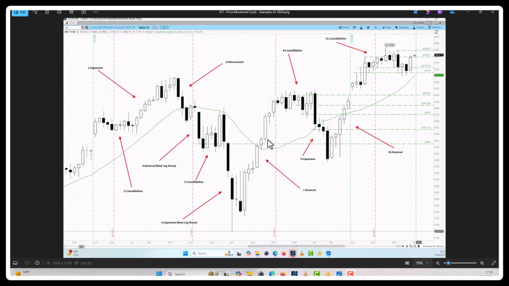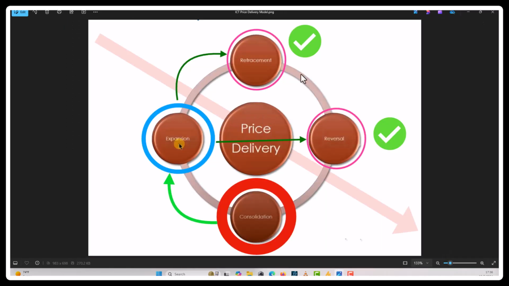You see the reversal right here, and after this reversal, it goes to consolidation. You see that? So the consolidation is going to be expansion, and the expansion goes to reversal. Reversal goes back to consolidation. It never goes from consolidation, expansion, and then to consolidation. No, it has to be reversal or retracement, but most of the time it's going to be reversal going to consolidation, which now makes sense.